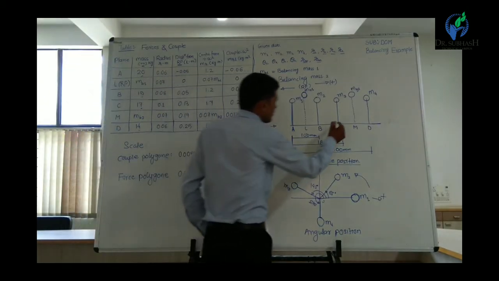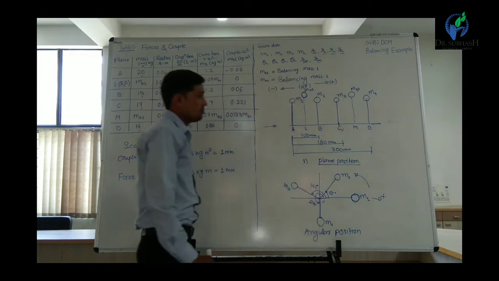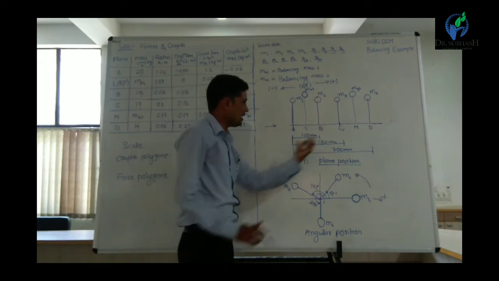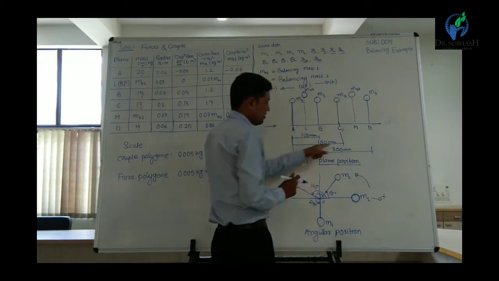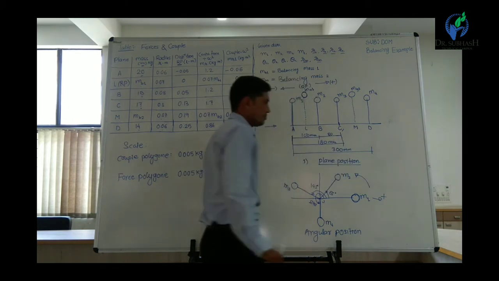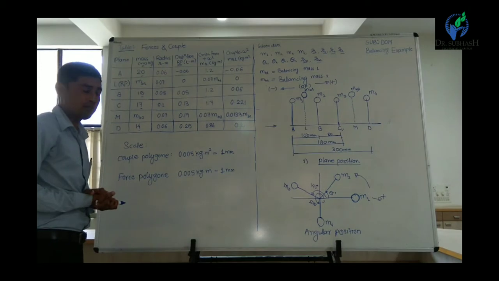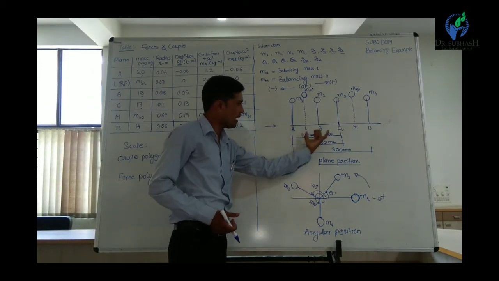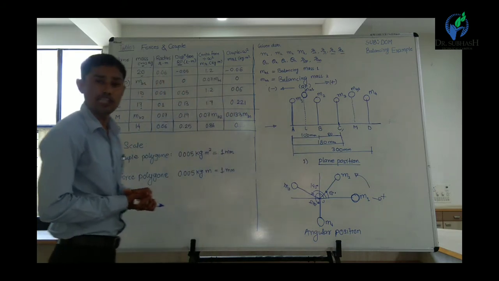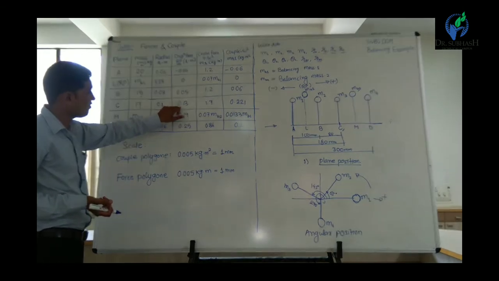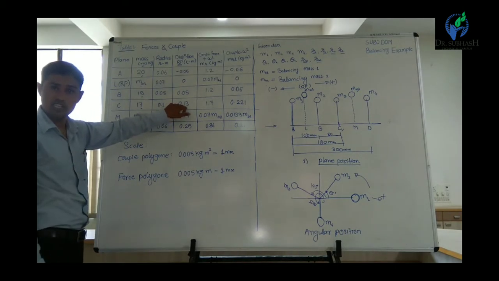Then the C plane. The distance of the C plane from the L plane: we know that this distance is 180 mm, this is 100 mm, so this distance becomes 80 mm. We know that LB is 50 mm and BC is 80 mm, so LC becomes 130 mm. And 130 mm is nothing but 0.13 meter.